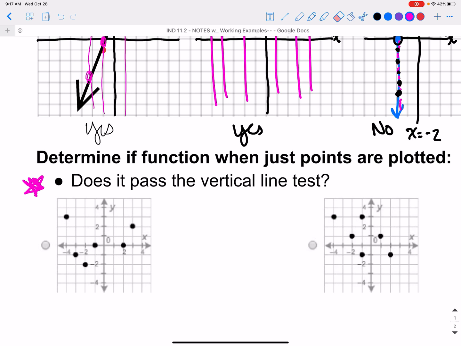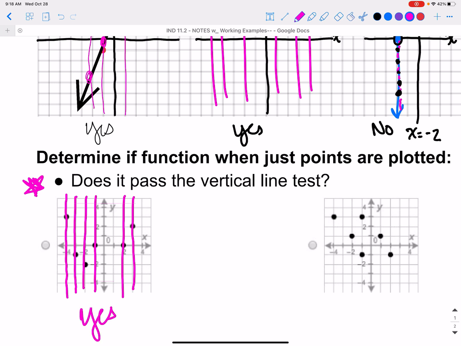Are any of them straight up and down on top of each other? Do they pass the vertical line test? All right, so going through this point, that passes the vertical line test because that point is on that pink line, but no other point touches that pink line. And then we run a line through there. Only one point there, we're good. Only one point there, we're good. We're good. So we ran a vertical line through each point. Never was there 2 points on a line, so yes, this would be a function.